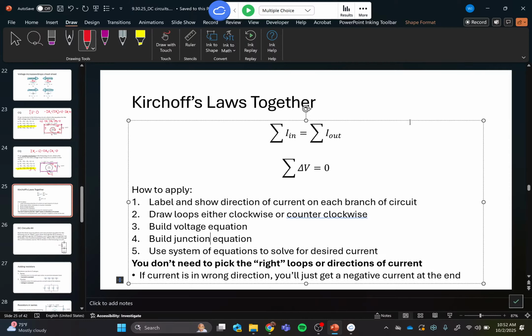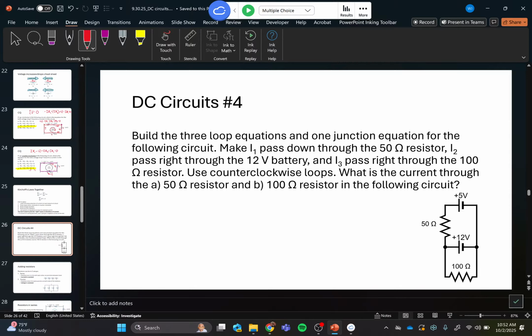On a test, I'll give you a picture and say, build the junction rule for this, or build the loop rule for this. So here's an example of one of those questions. Here's a circuit. It is a complex circuit. Why is it complex? It's got multiple batteries and multiple resistors. You have to use these rules if you have multiple batteries. It's basically the rule of multiple voltage sources. It says build the 3 loop equations and the 1 junction equation for the following circuit.